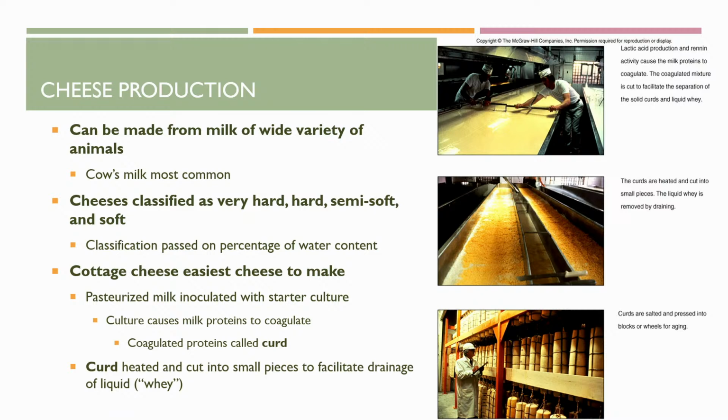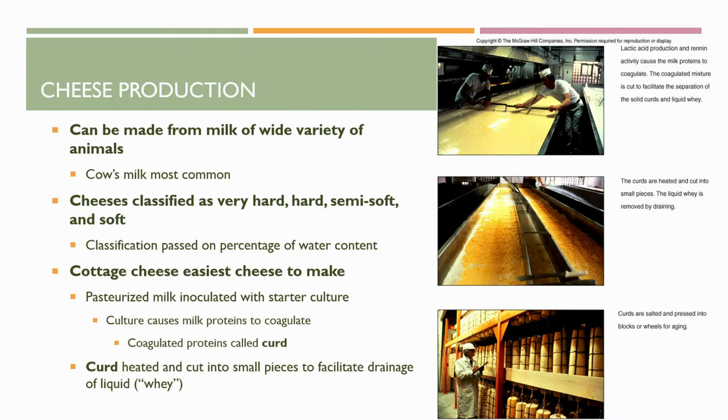So the whey is the liquid that's left over after milk is curdled, and that picture is illustrating what actually happens step by step. Lactic acid production and renin activity will cause the milk proteins to coagulate. Lactic acid production is happening from that starter culture because they probably introduced lactic acid bacteria. Renin is an enzyme, and it helps speed up the process of coagulating some of those proteins.